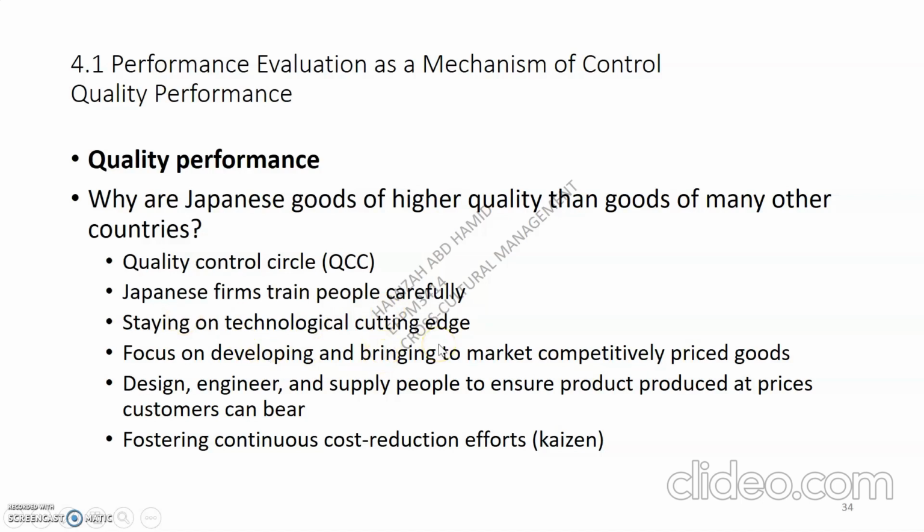They must be in the know of the current technology. They also focus on developing and bringing to market competitively priced goods. They also design, engineer, and supply people to ensure the product is produced at prices that customers can bear, or that customers can afford. Next, they also use the Kaizen method, which fosters continuous cost reduction efforts.